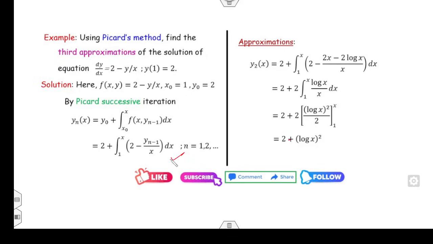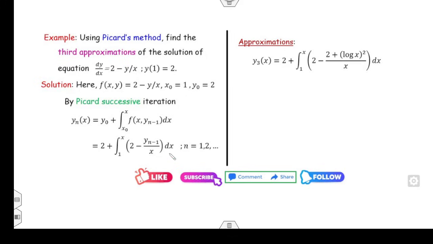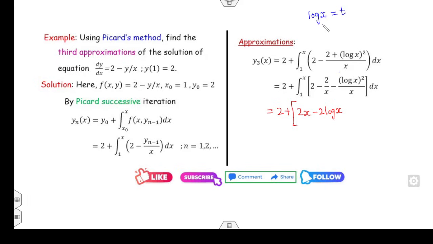Substitute the value of y2 in the given successive equation. Now we can start the third integration. Integration from 1. Again you can separate them: 2 minus 2 over x minus log x whole square divided by x. Fine. Now how can you integrate them? For the first case, plus 2, integration will be 2x. 2 over x integration is 2 log x. And how can you integrate this portion? Again, if you take log x as t, then 1 over x dx is dt.